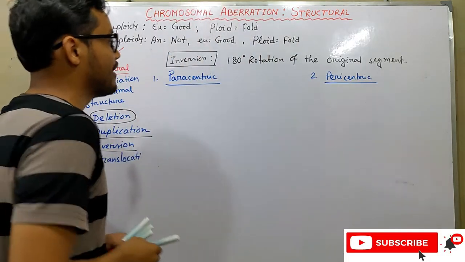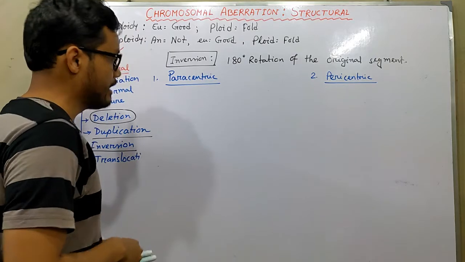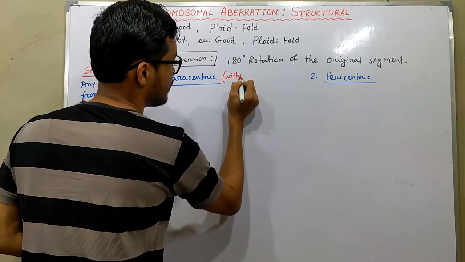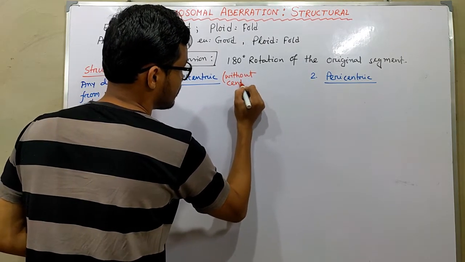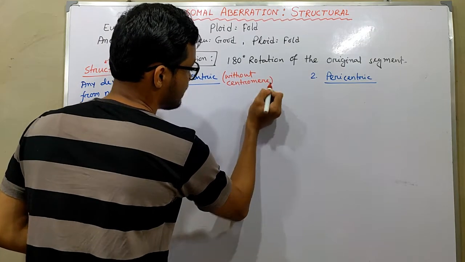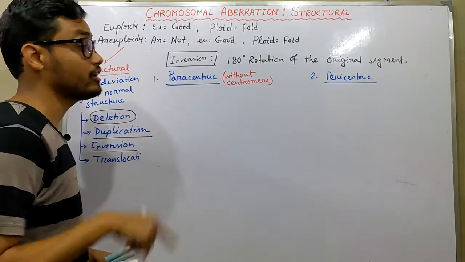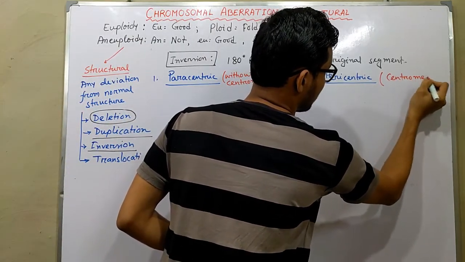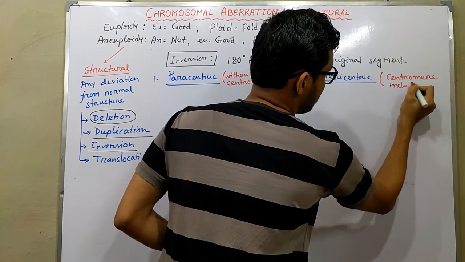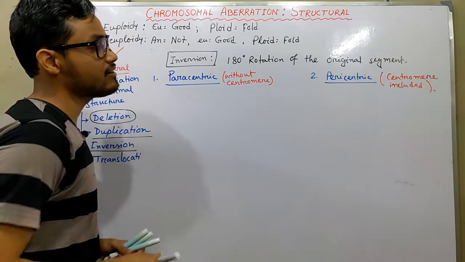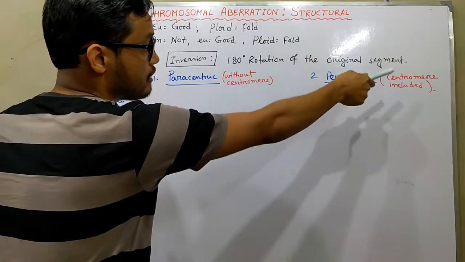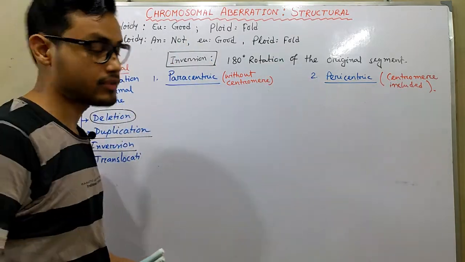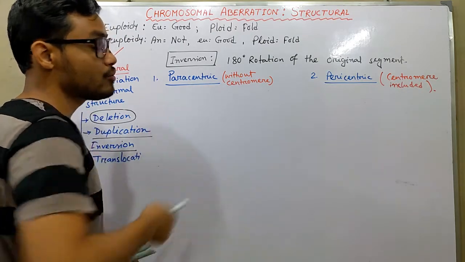Okay. So what is the major difference between paracentric and pericentric? In case of paracentric, the centromere is not involved, so it is without the centromere. But in case of pericentric, the centromere is included. That means the centromere is involved in pericentric inversion, but in paracentric inversion the centromere is not involved.